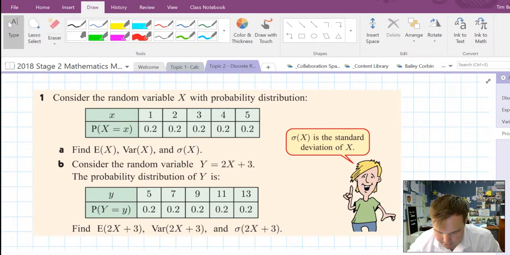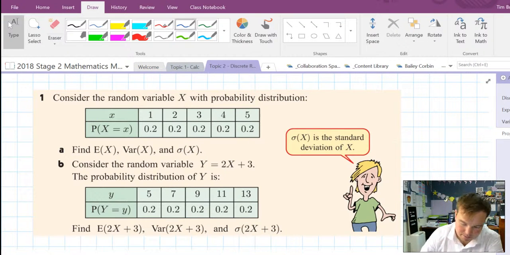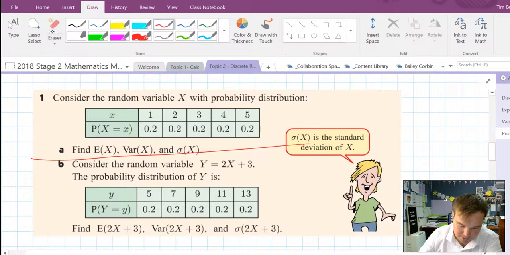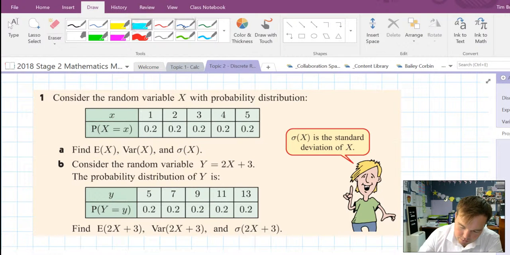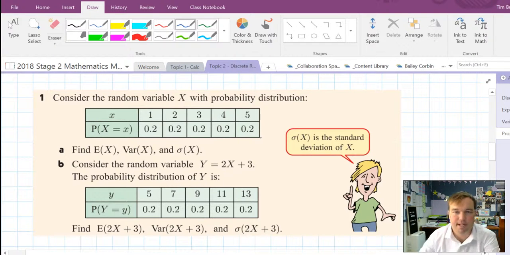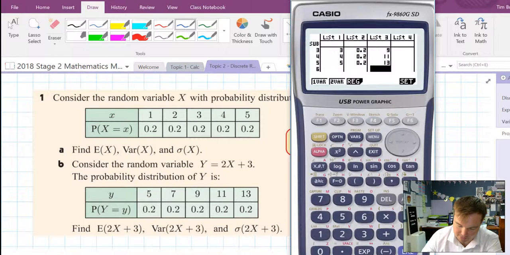Alright, so consider this example. Just looking at part A for now, so ignore everything under that red line. We want to find the expected value, the variance, and the standard deviation for x, where x is above. And x is a uniform distribution with possible outcomes 1 to 5, and each one having the same 0.2 chance. So we should know straight away that the middle value, 3, is going to be the expected one. But we can also use our calculator, remember.